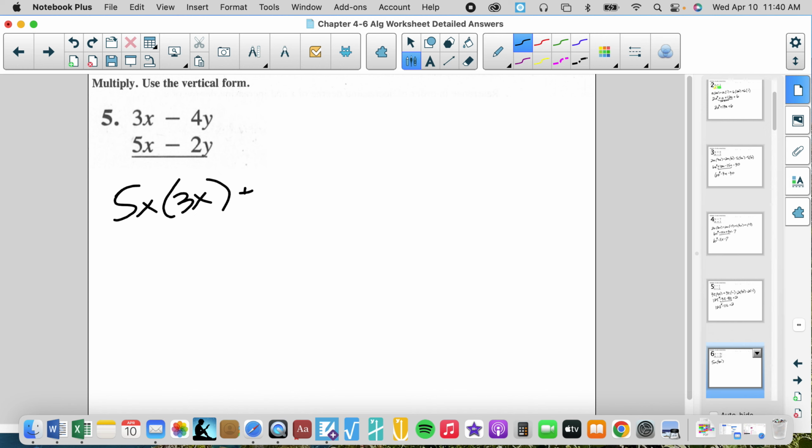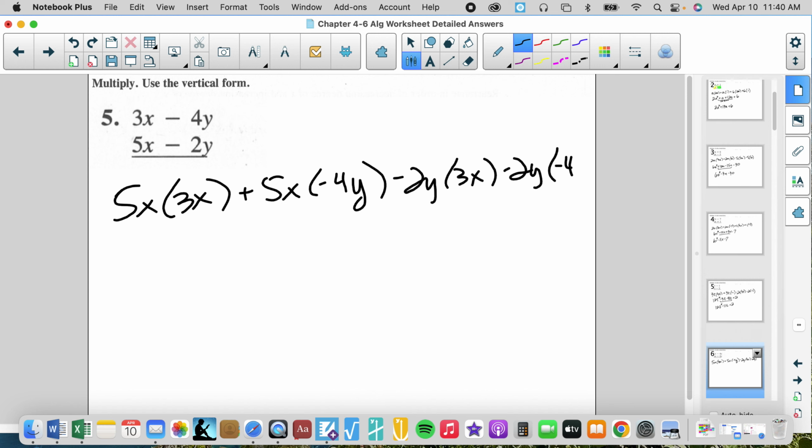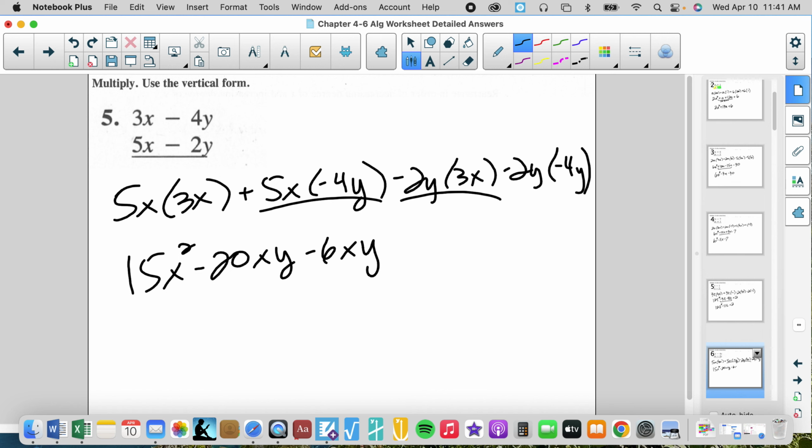5x times 3x plus 5x times negative 4y. Negative 2y times 3x, negative 2y times negative 4y. Are we paying attention to the fact that we have two different variables? Negative 20xy, two different variables, negative 6xy. We're going to put our variables in alphabetical order. And then plus 8y squared.